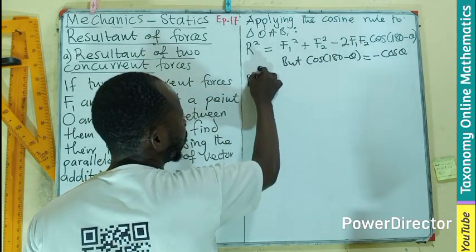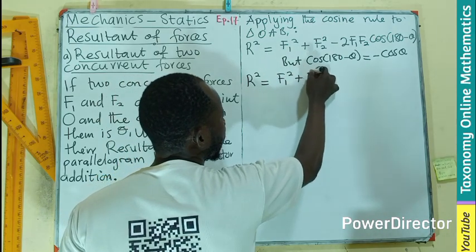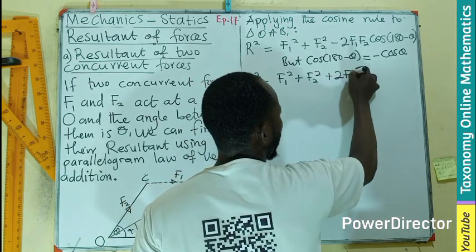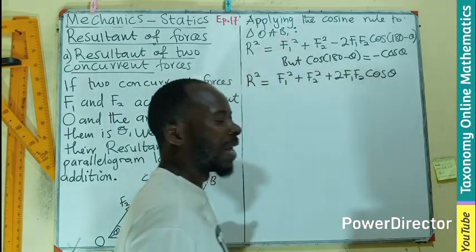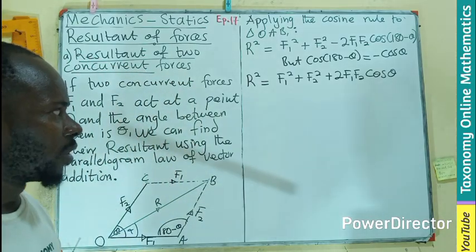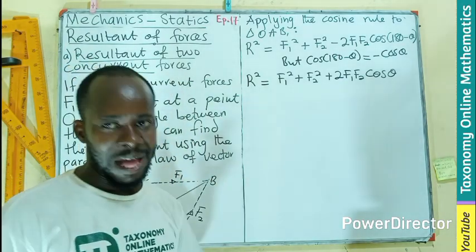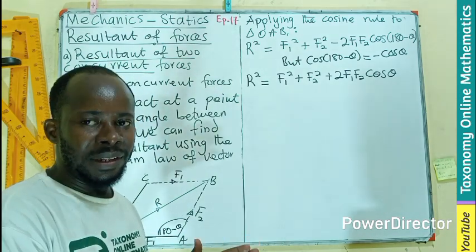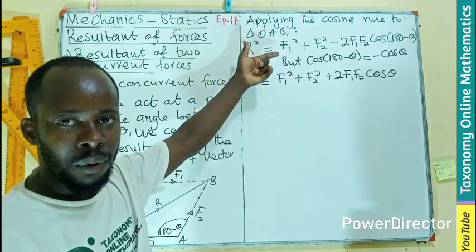That will make your R squared equal to F1 squared plus F2 squared plus 2 F1 F2 cos theta. So this is what I'm going to use if I want to find the resultant vector of two concurrent forces which are acting from the same point. If they are from the same point, I'll be using the cosine rule.